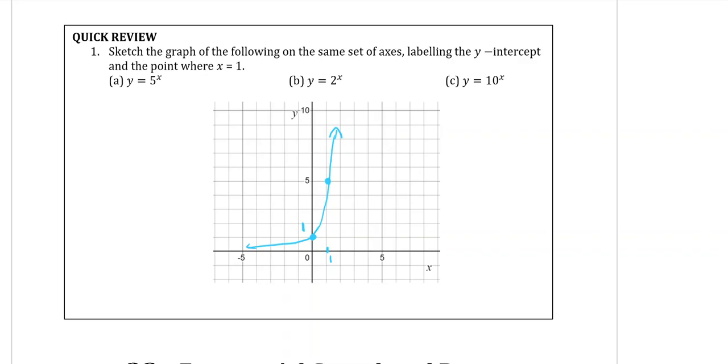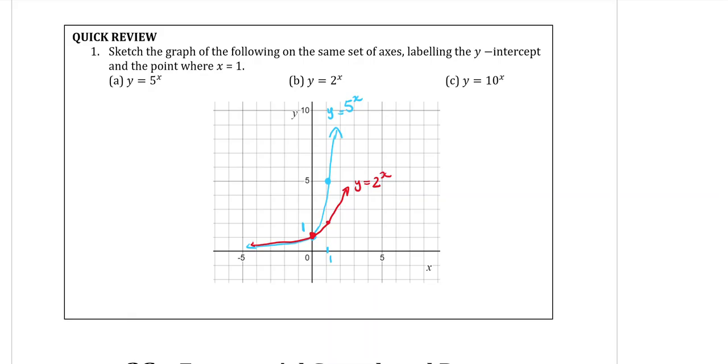Okay, then moving on to the next one, we want to do 2 to the power of x. So again, the y-intercept is when x equals 0, so 2 to the power of 0 is 1. Then, when x equals 1, 2 to the power of 1 is 2. So this one's a little bit higher on the left side, but shallower on the right-hand side. So that's y equals 2 to the x.